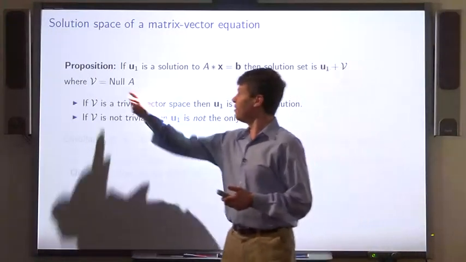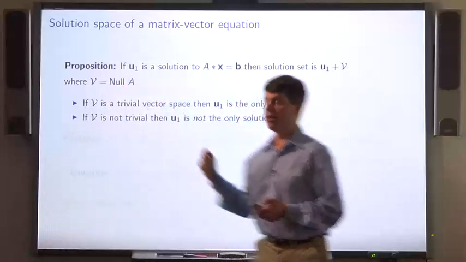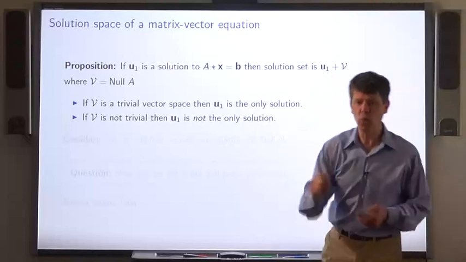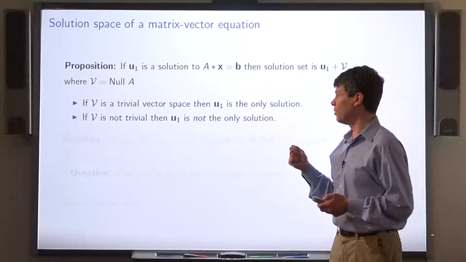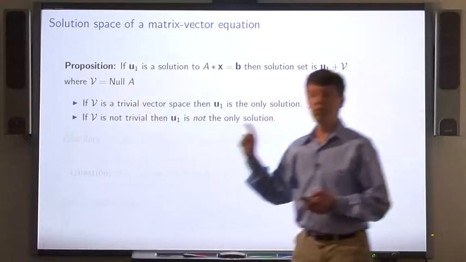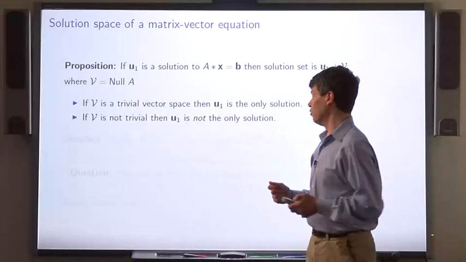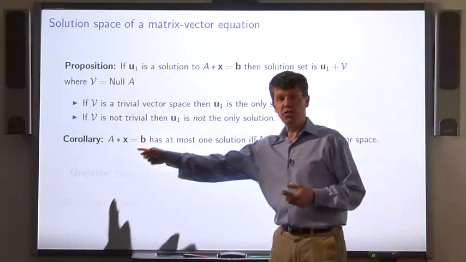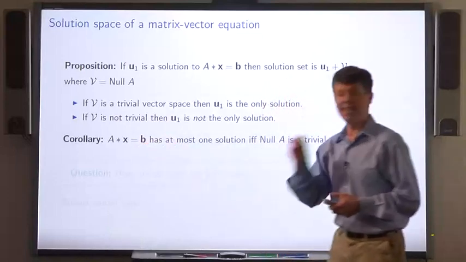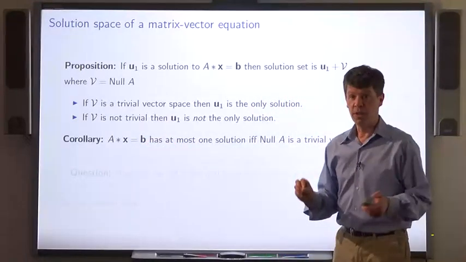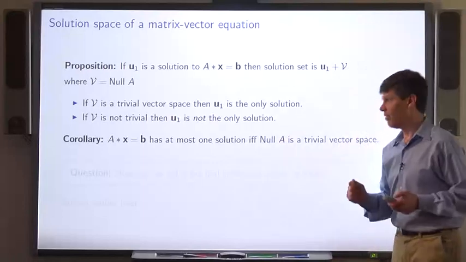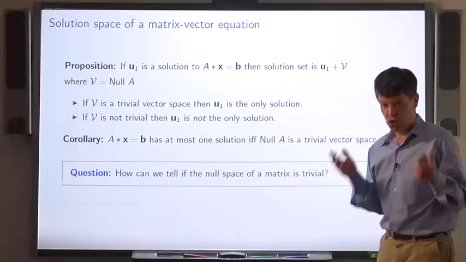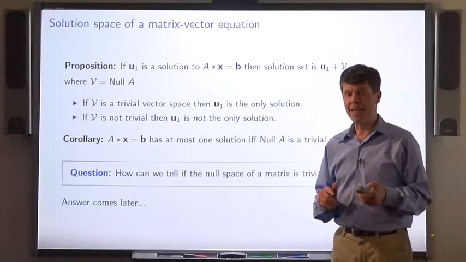If the vector space big V, which is defined to be null A, is a trivial vector space, then the solution U1 is the only solution to this matrix vector equation. And if big V is not trivial, then U1 is not the only solution. So as a consequence, we get that the matrix equation A times x equals B has at most one solution if and only if the null space of A is a trivial vector space. Now, how can we tell if the null space of a matrix is a trivial vector space? The answer to that will have to wait.